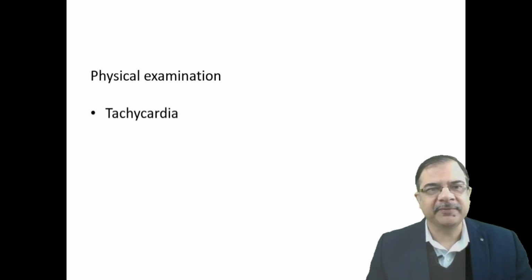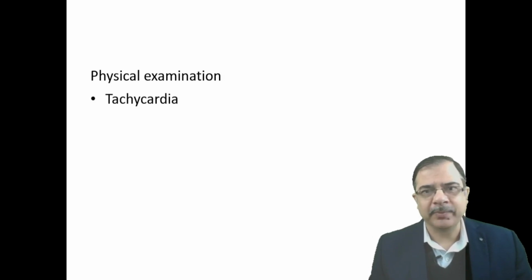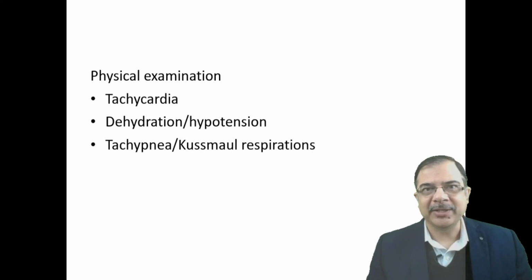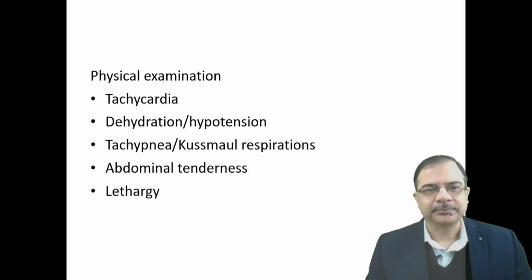Now the signs on physical examination: the patient will have tachycardia. That is because of the hypovolemia, sympathetic activity is increased. Dehydration and hypotension will be there because of volume loss. The patient will have Kussmaul respiration. Again, this is due to low blood pH triggering the respiratory centers, causing increased depth and rate of breathing, known as Kussmaul respiration. Abdominal tenderness can be there, and it can mimic acute pancreatitis.